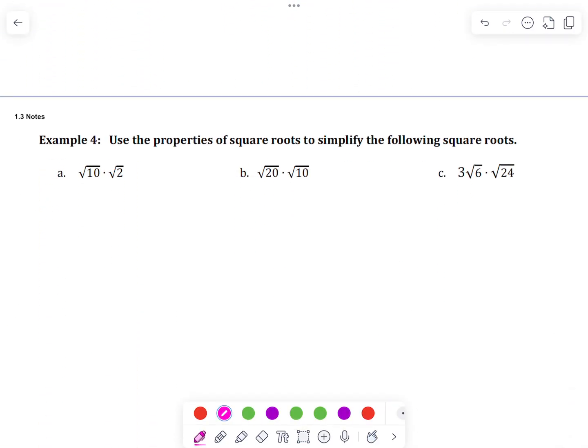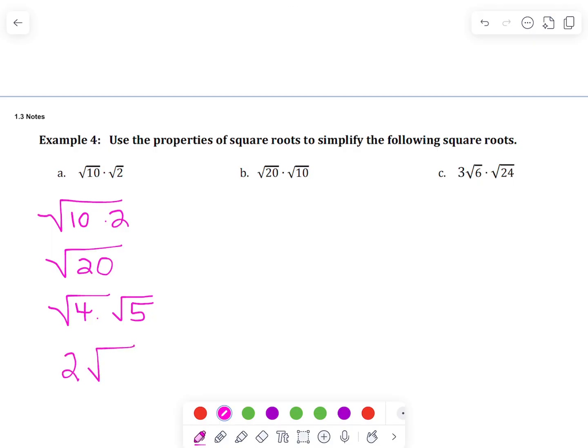So right now the square root of 10 and the square root of 2, there isn't any breaking down, but if I multiply those two numbers together, 10 times 2, I get 20. I can then simplify that back down. I can break it apart into the square root of 4 and the square root of 5. And then the square root of 4 is 2. And then we have the square root of 5.